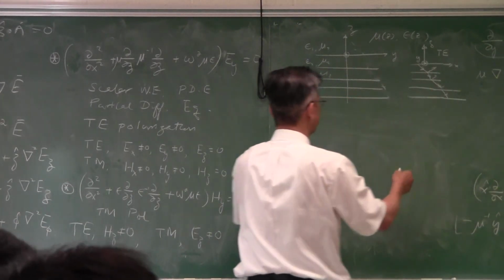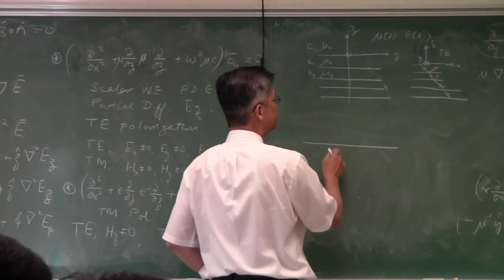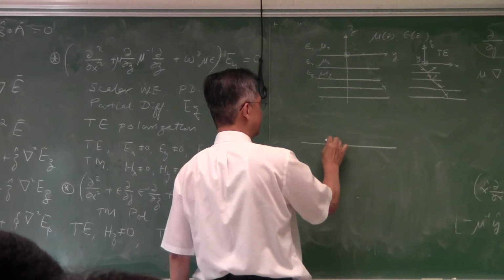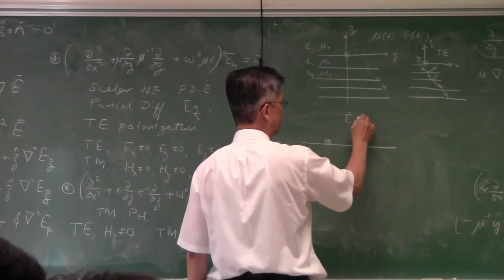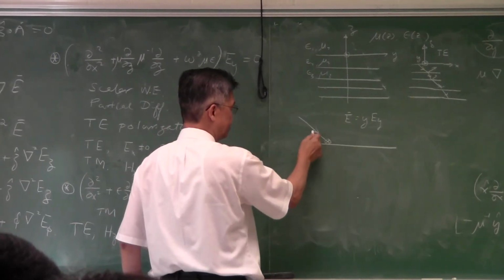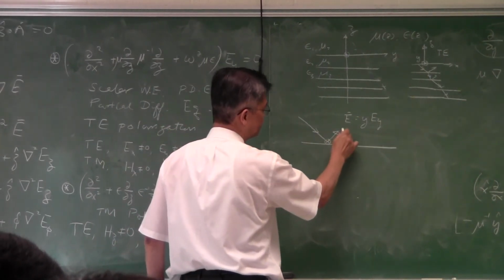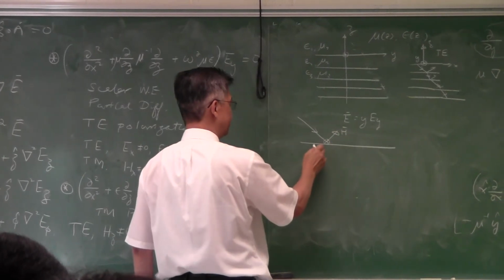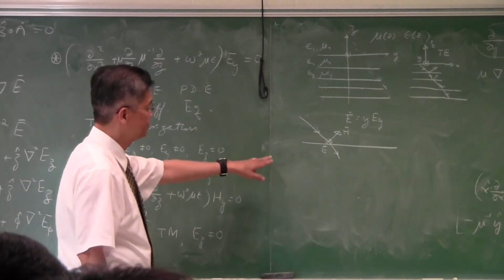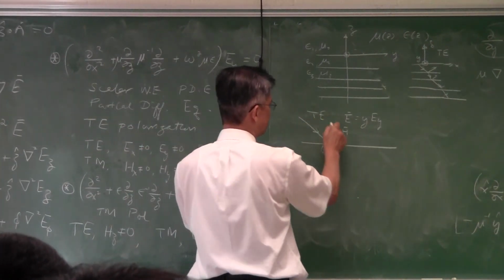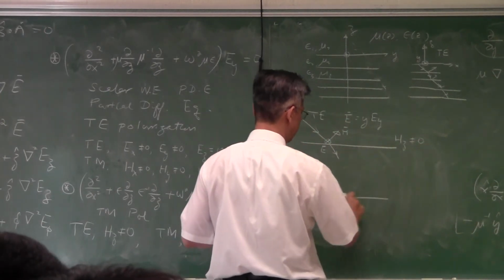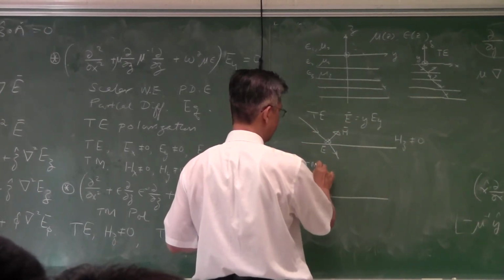Say if I look at this picture again, if the electric field is pointing into the blackboard, okay, E is Ey, then the wave is propagating in that direction. Then the magnetic field, H, must be pointing something like that as it propagates. And you can clearly see that for this TE polarization, Hz is not equal to 0. And you can go through the same exercise for TM.